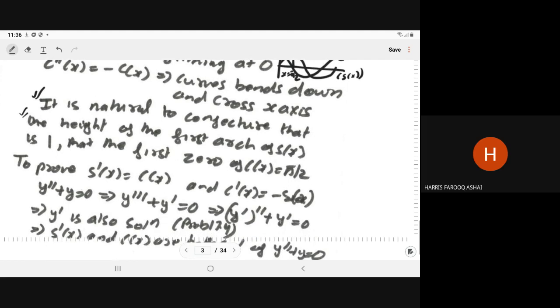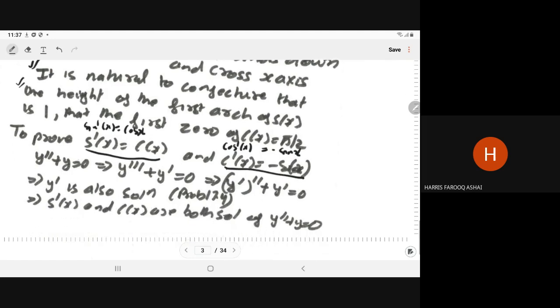Now the second conclusion is what? In trigonometry we have sine dash x is equal to cos x. In the same fashion, we have S dash x is equal to Cx, and C dash x is equal to minus of Sx. This is the second property we are writing here.